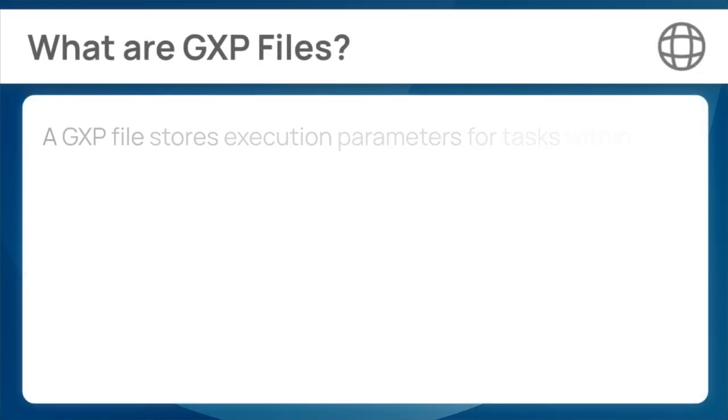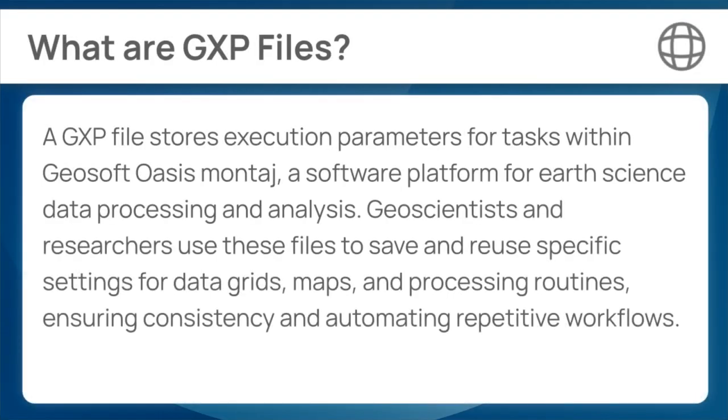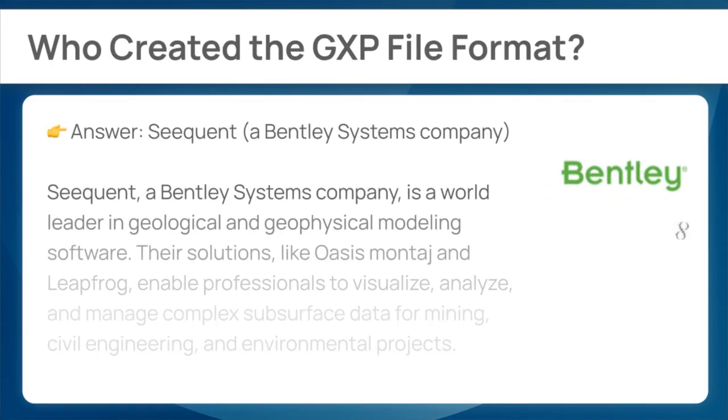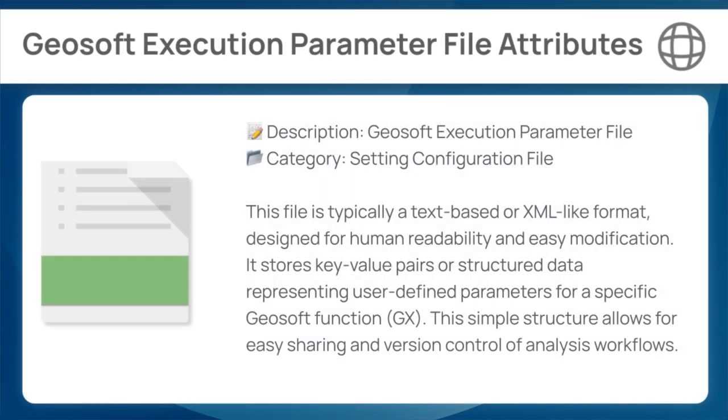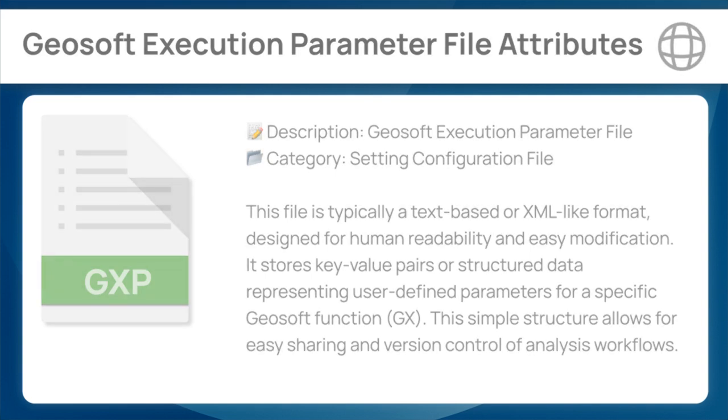A GXP file stores execution parameters for tasks within Geosoft Oasis Montaj, a software platform for earth science data processing and analysis. Geoscientists and researchers use these files to save and reuse specific settings for data grids, maps, and processing routines, ensuring consistency and automating repetitive workflows. This file is typically a text-based or XML-like format, designed for human readability and easy modification. It stores key value pairs or structured data representing user-defined parameters for a specific Geosoft function, GX. This simple structure allows for easy sharing and version control of analysis workflows.